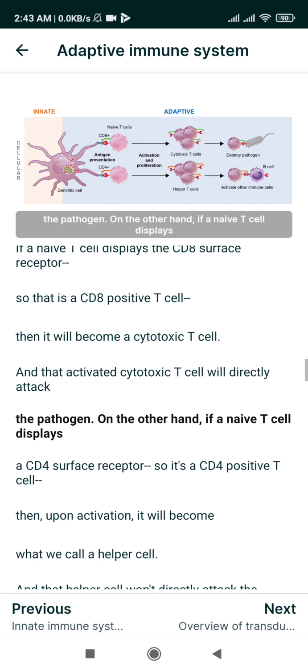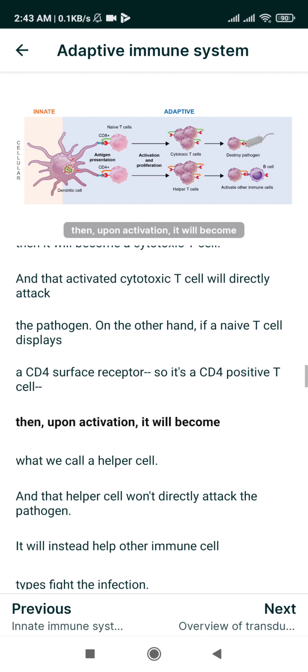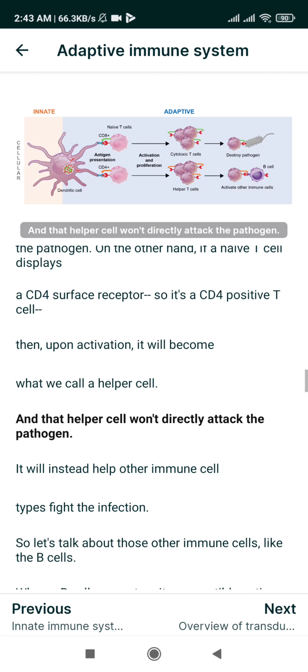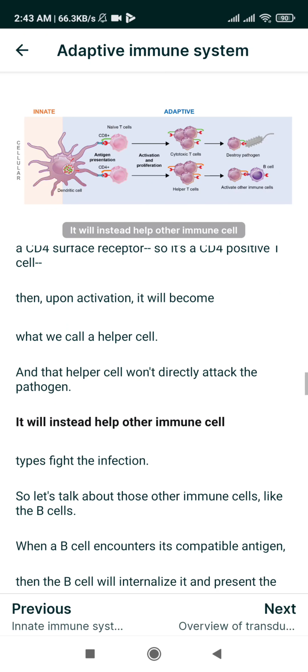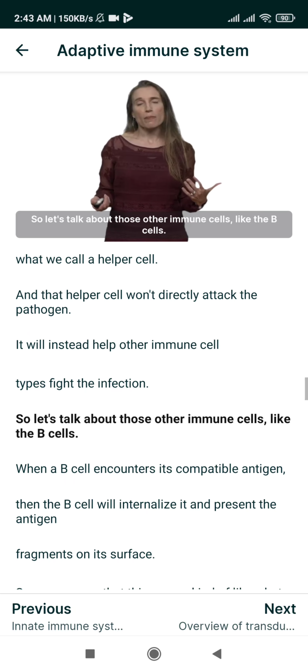On the other hand, if a naive T cell displays a CD4 surface receptor, so it's a CD4 positive T cell, then upon activation, it will become what we call a helper cell. And that helper cell won't directly attack the pathogen. It will instead help other immune cell types fight the infection. So let's talk about those other immune cells like the B cells.